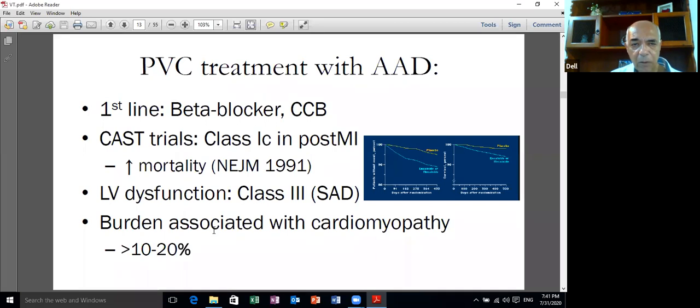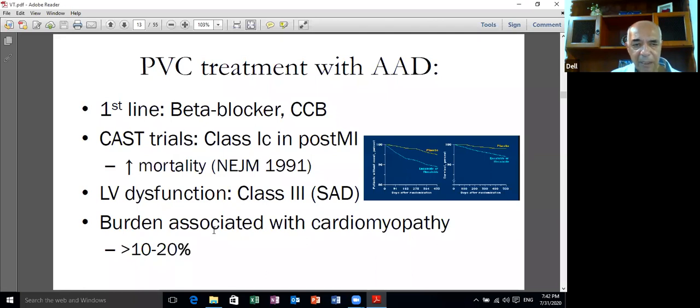The absolute no, according to the CAST trial published several years ago, is to use class 1C drugs, flecainide and propafenone. This is absolutely contraindicated in patients who have structural heart disease. So it's not to be used in the treatment of PVCs, particularly if you get a left ventricular dysfunction of an ischemic etiology.